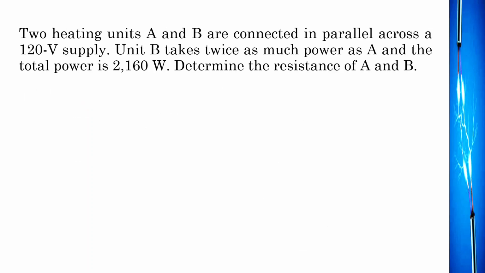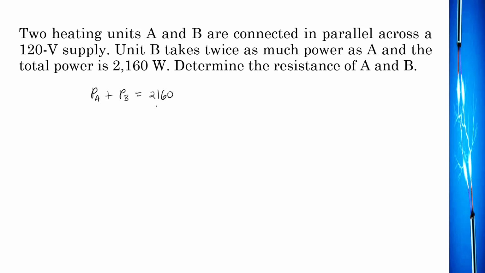Okay. Next. Two heating units, A and B, are connected in parallel across a 120 volt supply. Unit B takes twice as much power as A, and the total power is 2,160 watts. Determine the resistance of A and B. So, dahil pagdating sa power, alam naman natin na kahit series man yan, parallel, or kahit anong connection yan, that will be additive.